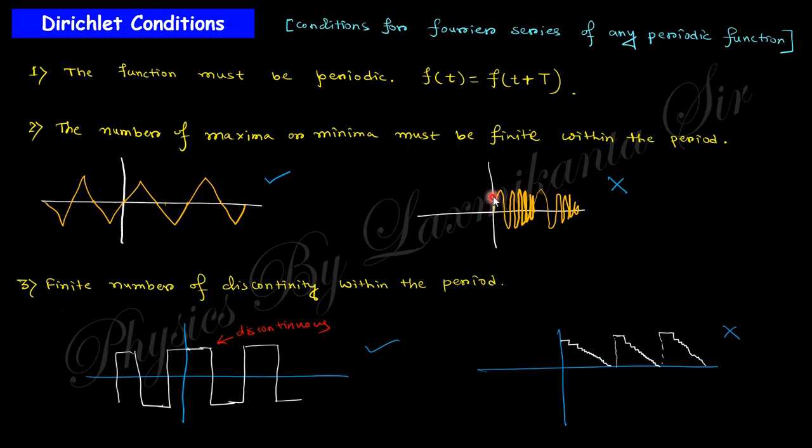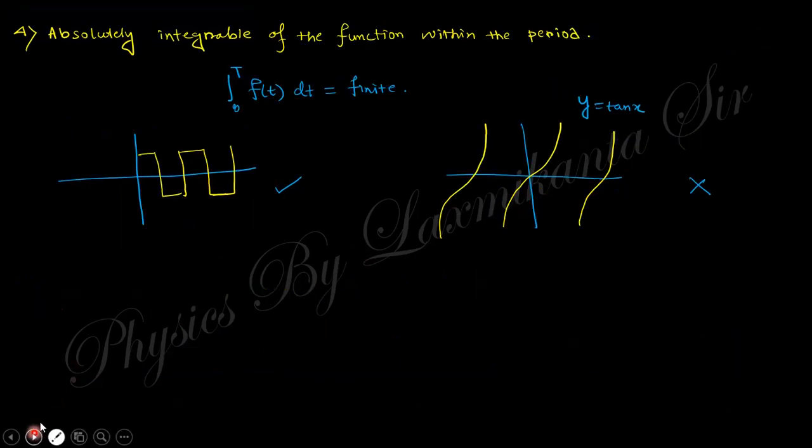But you can see here, there is a large number of maxima and minima within this period. This is the periodicity. Since there is a large number of maxima and minima, this cannot be expressed as the Fourier series, right? Next point is the finite number of discontinuities. You can see here, there is a periodicity like that, and there is 1 and 2 discontinuities. So within the period there are 2 discontinuities, a finite number. But in that case, you can see there is an infinite number of discontinuities within this period. So this cannot be expressed as a Fourier series, right?